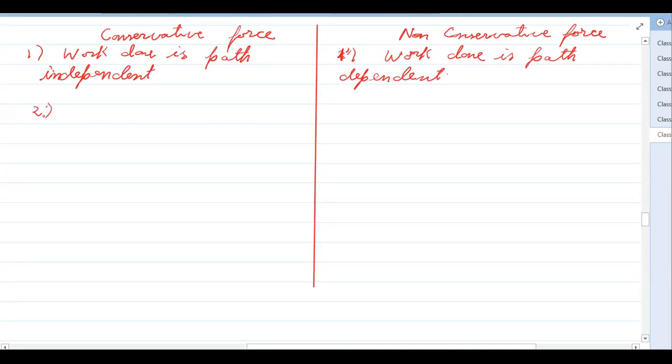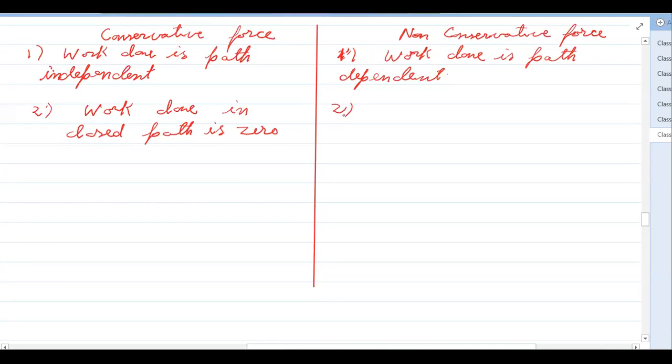Second, if you consider the work done in a closed path, it will be 0. Work done in a closed path is 0.